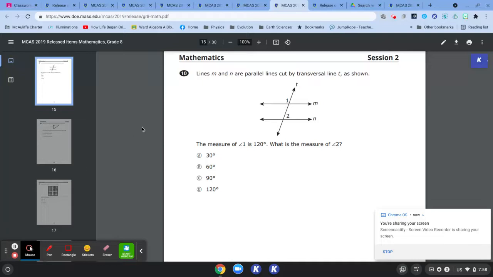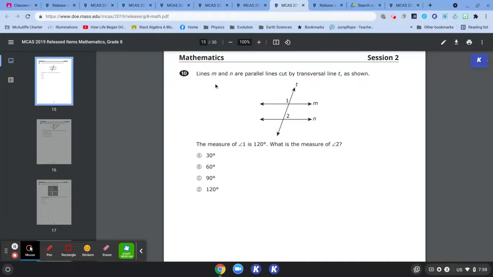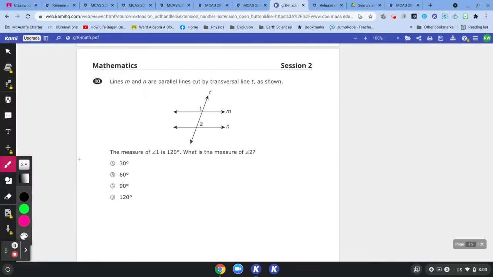Hi, this is Mr. Ward, and I'm going to do another video on a few selected questions that were requested on the MCAS. So first I need to make a couple of adjustments. Okay, I'm back and I've made a few adjustments. I'm going to go ahead and do this in Cami because I like the drawing tool a little better than what Screencastify has given me.